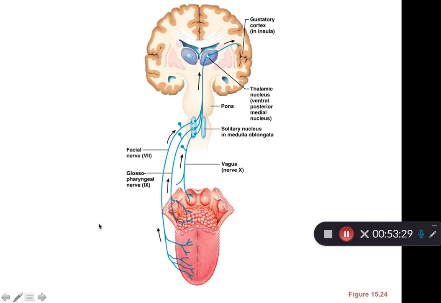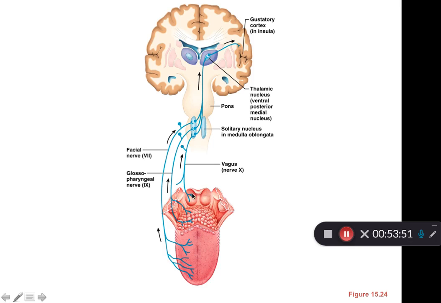Here we can see the anterior 2/3 part of the tongue. What nerve innervates this part? Actually, this is the facial nerve, the 7th. This one is the ninth cranial nerve, the glossopharyngeal nerve. This is the epiglottis, and it's innervated by the vagus nerve.